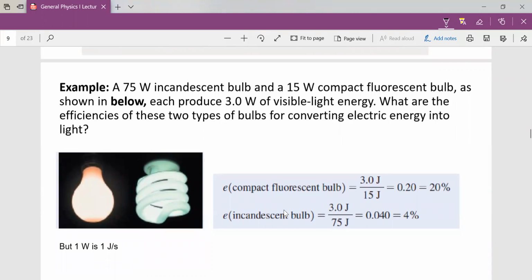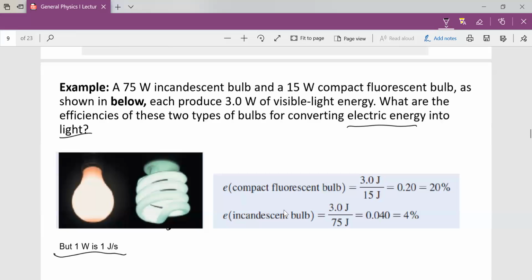We'll look at the example before us, a 75 watts incandescent bulb and a 15 watts compact fluorescent bulb is shown below. This is the incandescent and this is the compact. Then we're asked to determine the efficiency of these two types of bulb, okay, for converting electric energy into light.